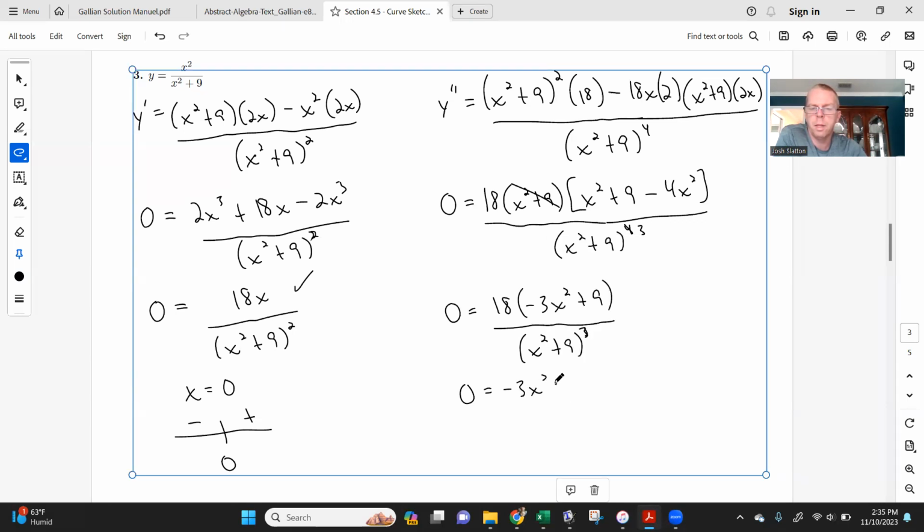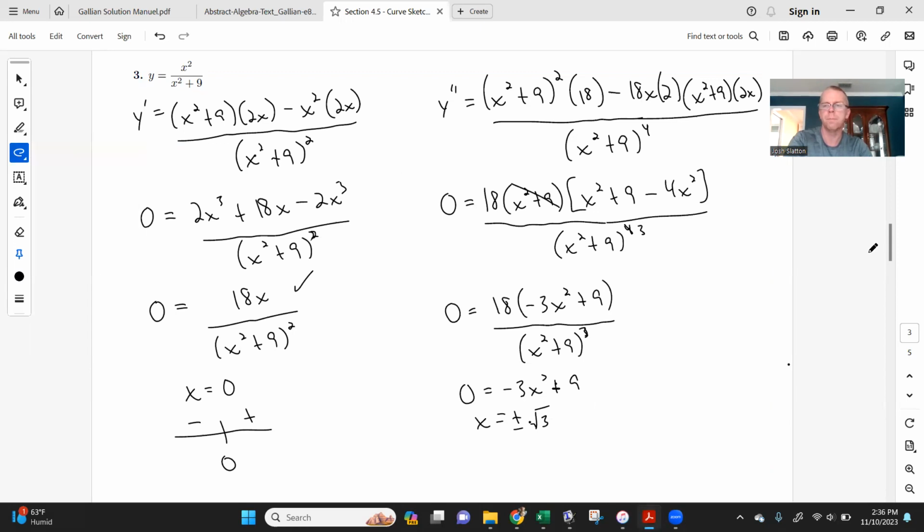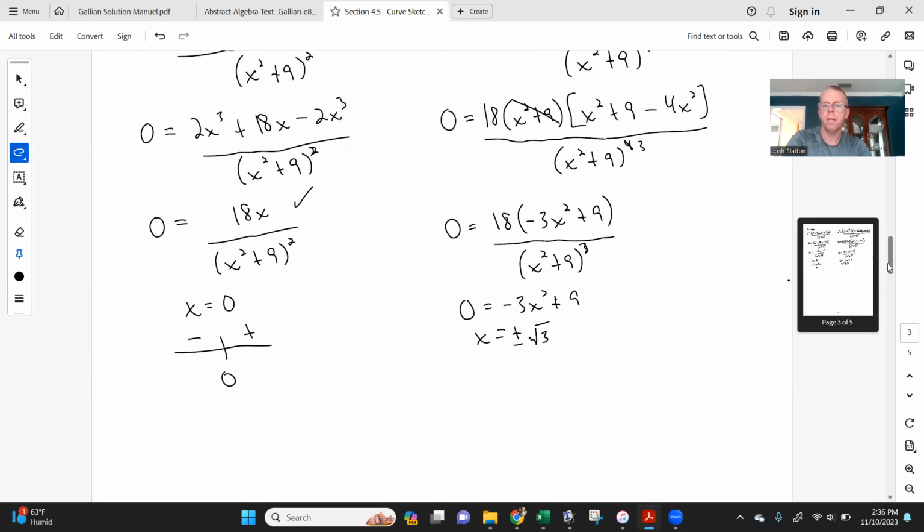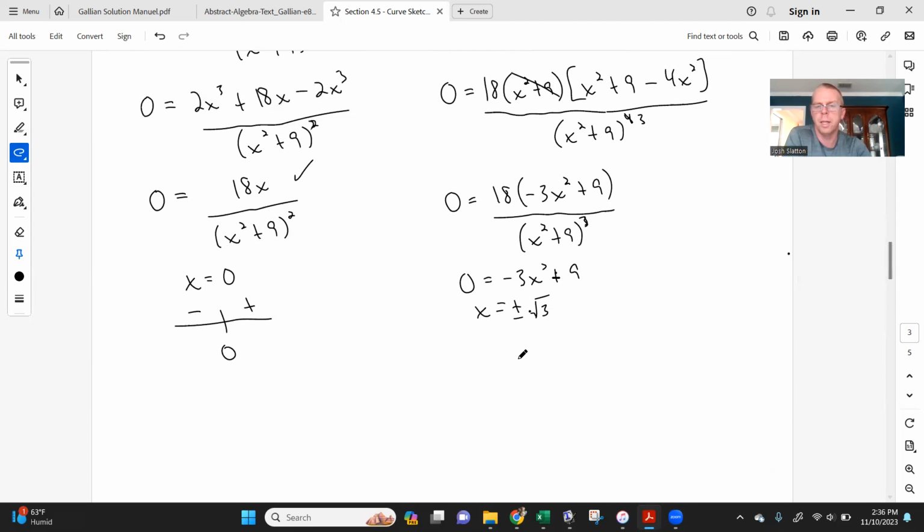And we will see that we can bring the 3x squared over and divide by 3, so x squared equals 3. So x is plus or minus the square root of 3. All right, so then put this on a number line again.